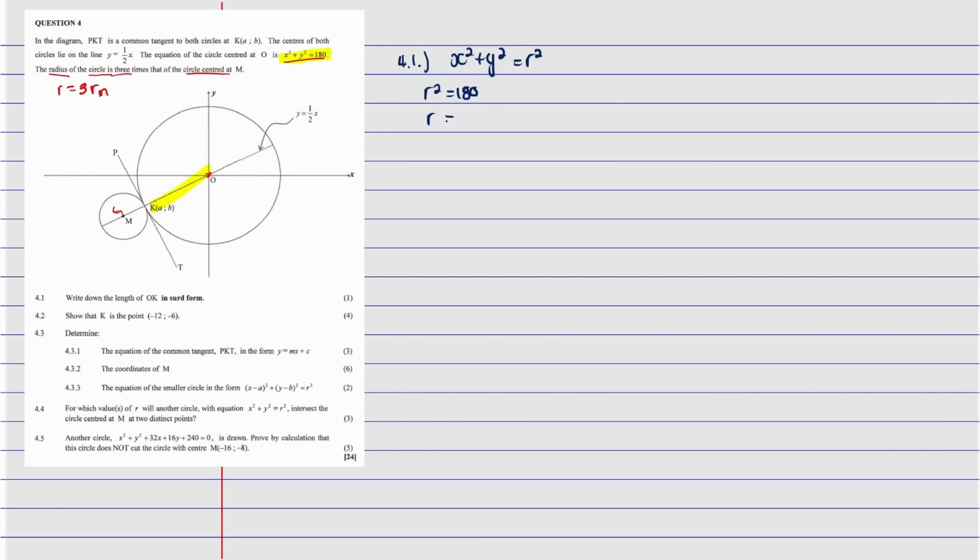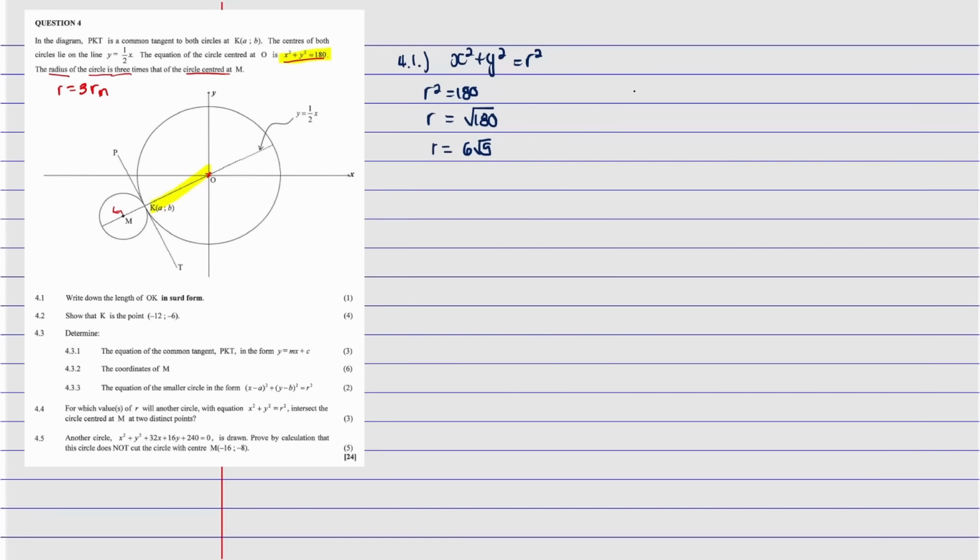So therefore r is equal to the square root of 180. They said we must leave our answer in such form. So you're going to say the square root of 180, right? So it's going to be r equals 6 root 5. So you're sorted with that one.